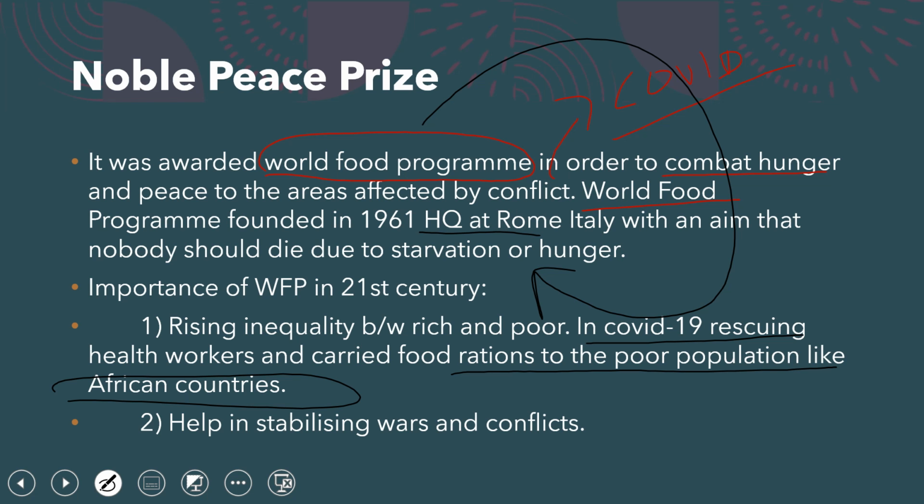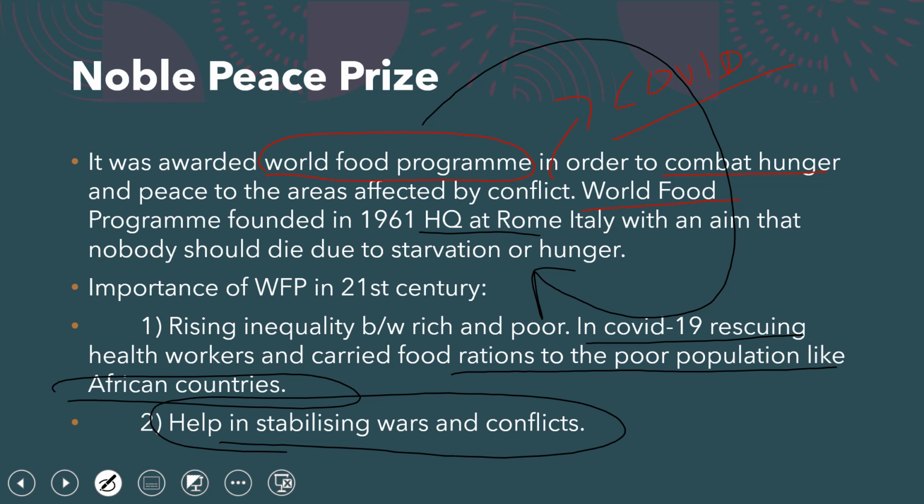They also discussed the World Food Program, that they are working very hard in this COVID situation, and they are getting funds from the world, and even though they have a lack of funds, they are working and providing food to the African countries, poor countries, and other continents also. They are doing a very great job. So they help in stabilizing wars and conflicts.